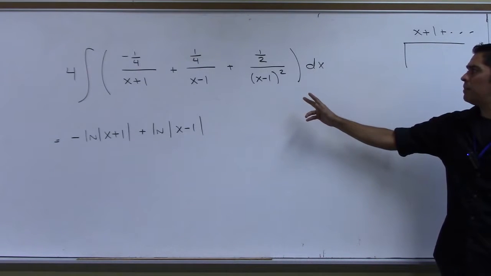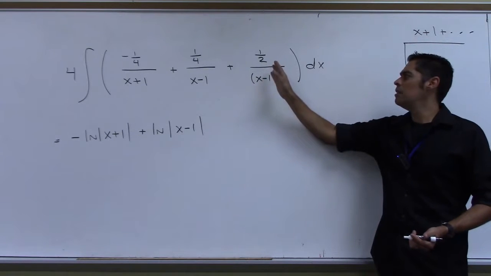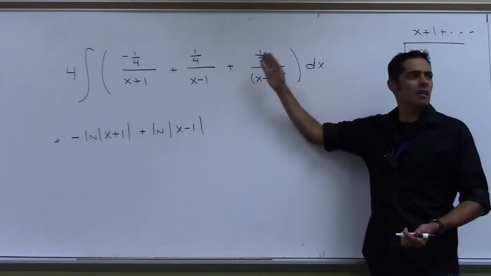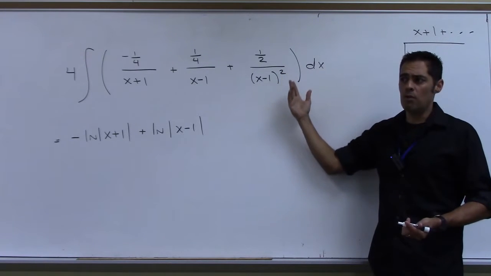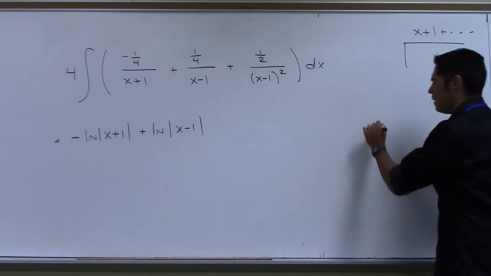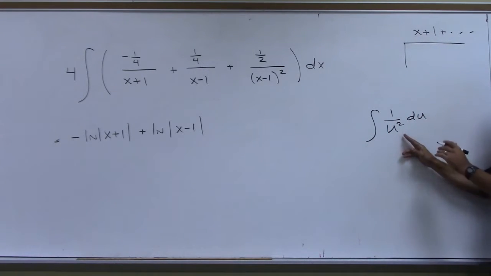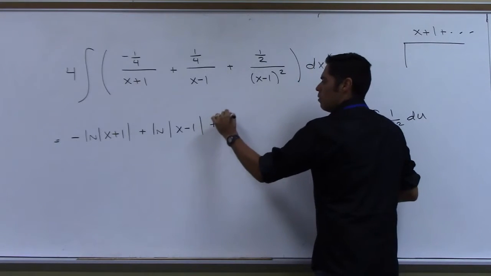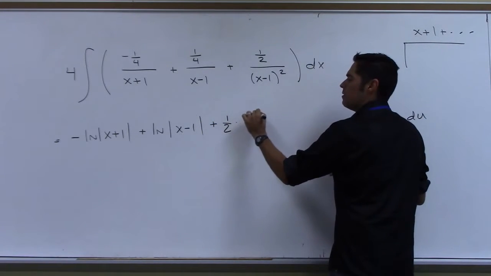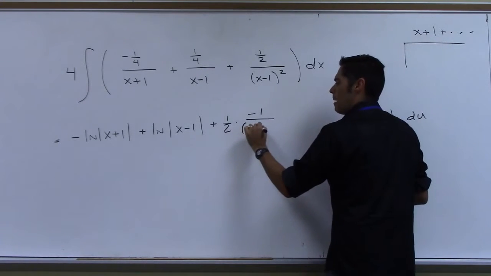Just a u sub. What's u going to be? x minus 1. And so this really will turn into, bring the 1/2 out, it's really like 1 over u squared. And the antiderivative of 1 over u squared is negative 1 over u. I'm hoping we've done that enough that if you had to do that, you could. Yes? No? Yes. So I'll have a plus and then 1/2, and then we're saying negative 1 over u, right? Which should be x minus 1.